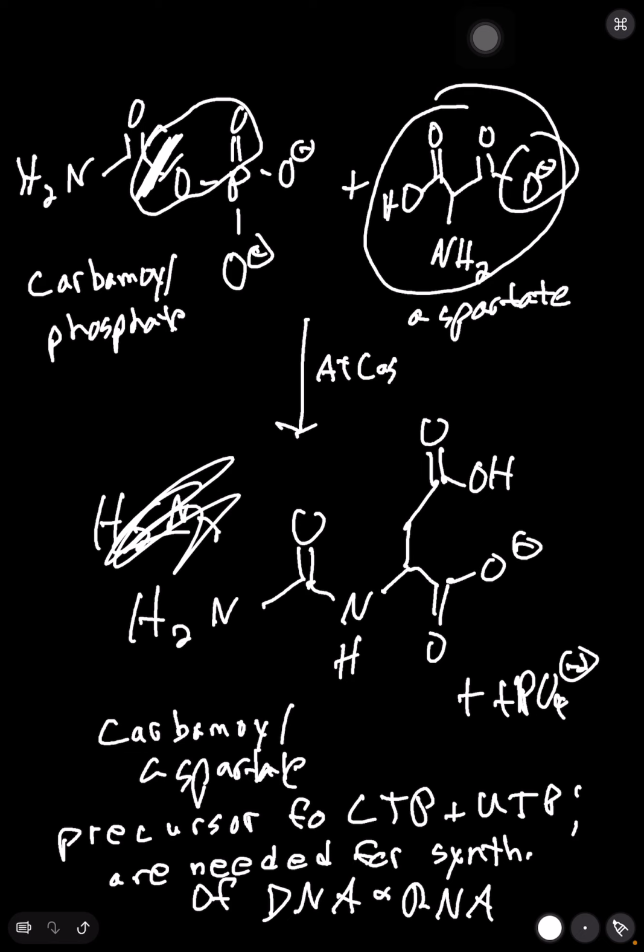So, interesting little factoid there. Essential enzyme. You've got to get this together to form carbamyl aspartate in order to start the process that'll eventually lead to DNA and RNA. All right? So, that's fun.